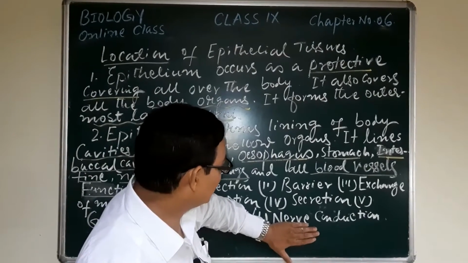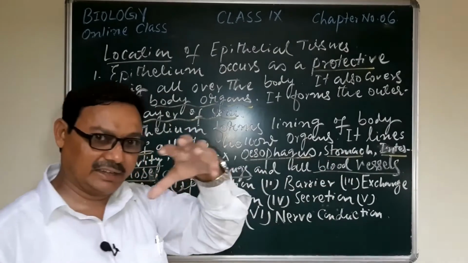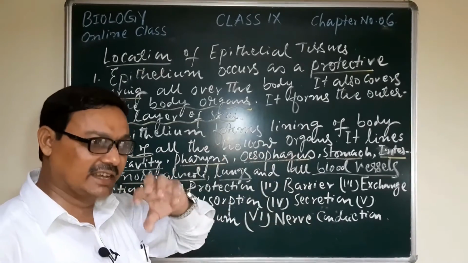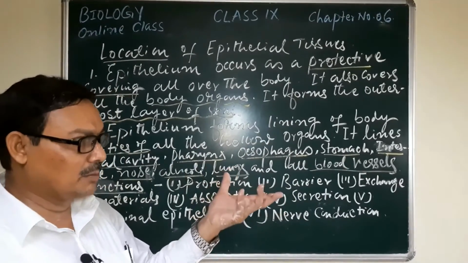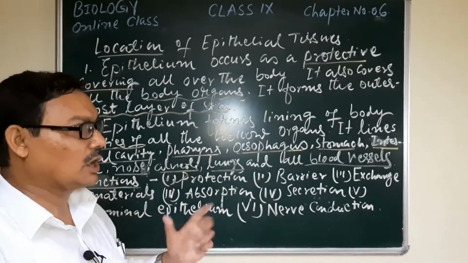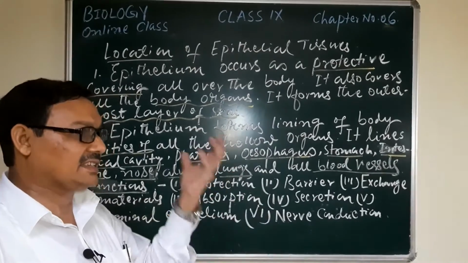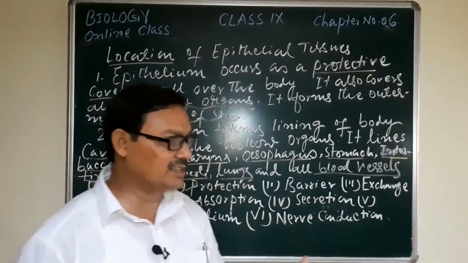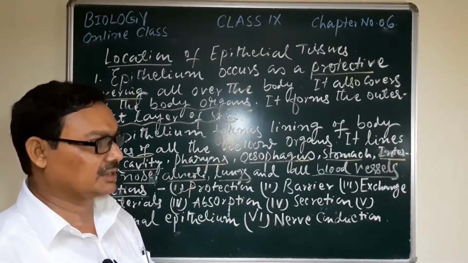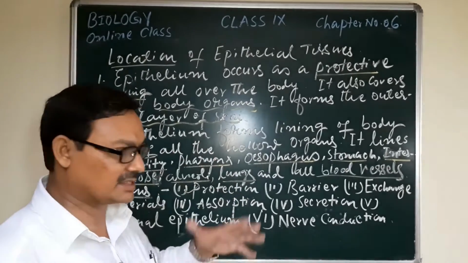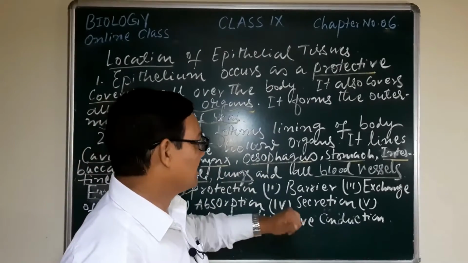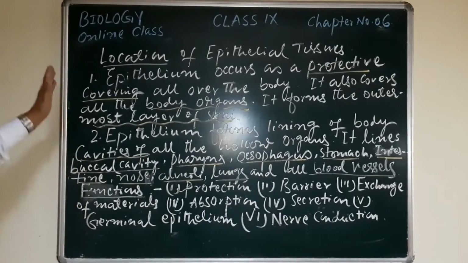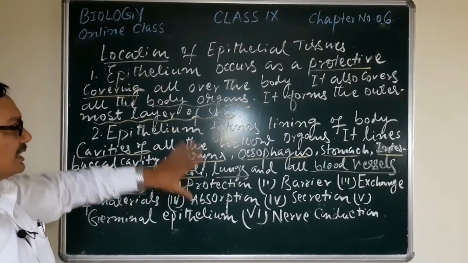So all these functions also apply when there are linings of the epithelial tissues in the nose and in the tongue. The tongue performs its function as a gustatoreceptor and the nose as an olfactoreceptor, detecting taste and detecting smell, and similarly for hearing, the sense of hearing in the case of the ear. So all these are also nerve conduction functions. These are some important locations and functions.